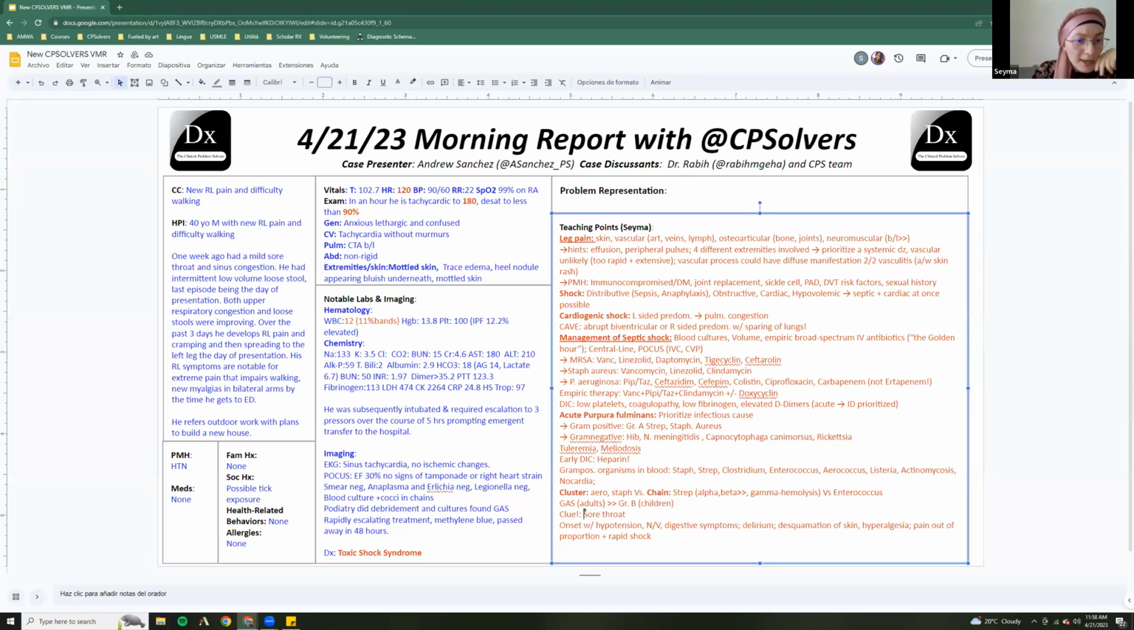And then the labs were very suggestive of DIC because we had low platelets, a coagulopathy, low fibrinogen, and elevated D-dimers. And if you have an acute DIC, we would usually prioritize infectious disease. And here in this case, we had acute purpura fulminans. So we were thinking of the ID spectrum. You think of gram-positives like group A strep or Staph aureus. And in the gram-negative category, you think of Haemophilus influenzae type B, Neisseria meningitidis that can go with Waterhouse-Friderichsen syndrome, and Capnocytophaga canimorsus if you have something like a dog bite, and or rickettsia.